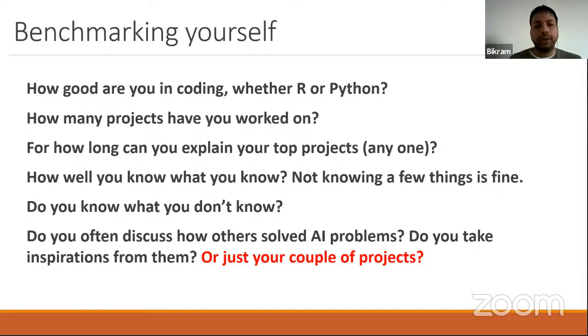So it's a journey. Do you often discuss how others solve their problems? Do you take inspiration from them, or just your couple of projects? It is like, I've done this project and this is what happened. But then there are hundreds of different kinds of projects out there. Have you explored them yourself? Have you discussed them with others? That shows your enthusiasm. Have you debated on a topic, right?